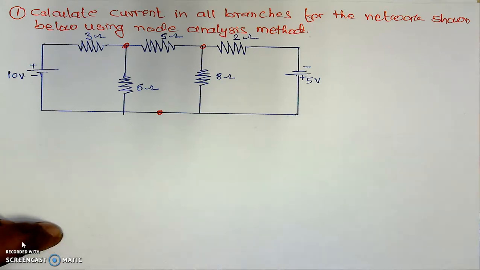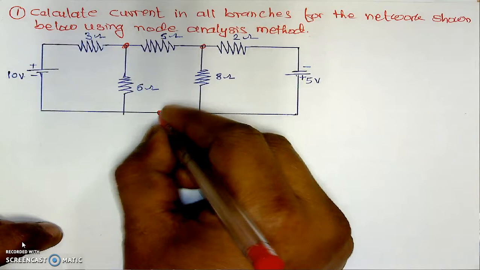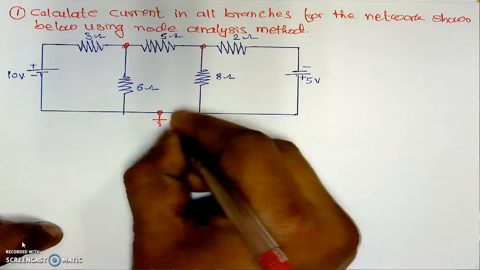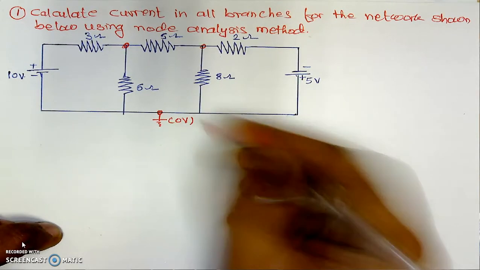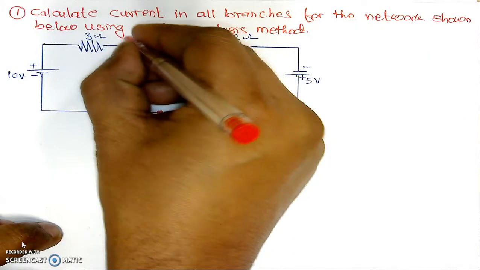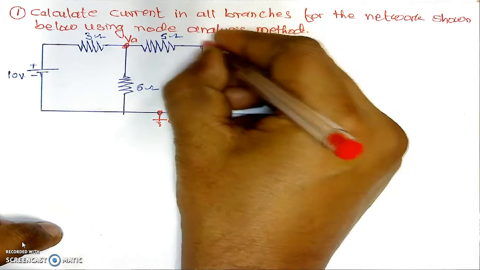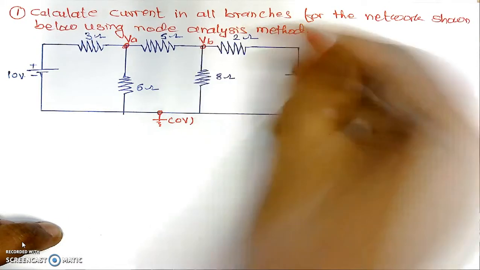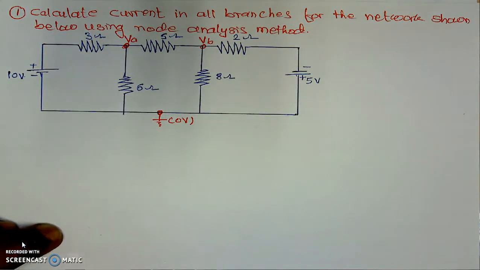And here we will assume the potential of this particular node as 0 volt, and it is treated as a reference node. Now here we will assume this node as node A with potential VA. We will assume the other node as node B with potential VB. And in the nodal analysis method, we have to assume a separate current for each separate branch.